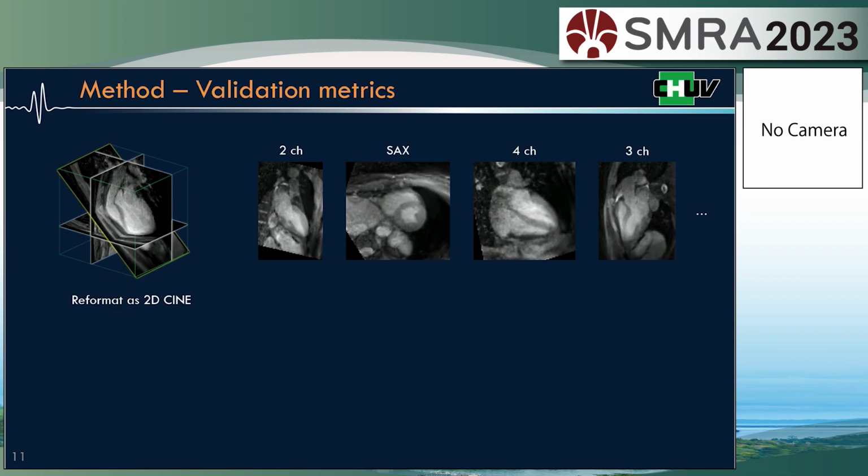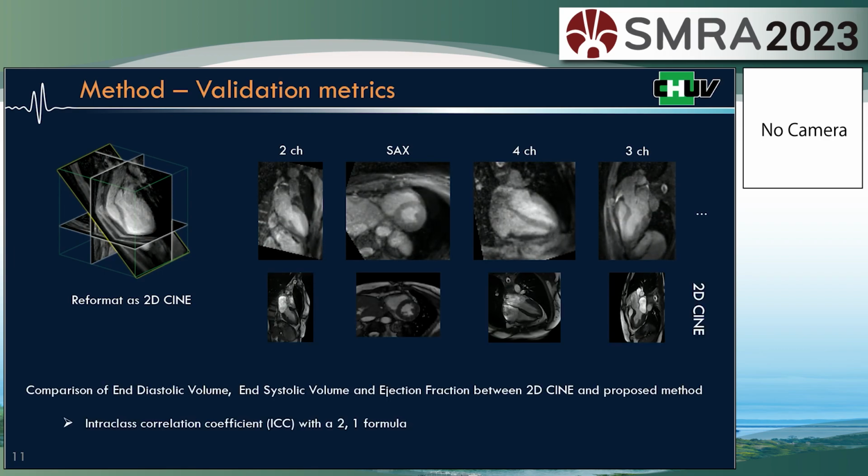In this study, we especially recreated the short axis and 4-chamber view to be able to compute the end diastolic and end systolic volume, as well as the ejection fraction, to compare these metrics with those extracted from the classical 2D cine to validate our method with statistical analysis.